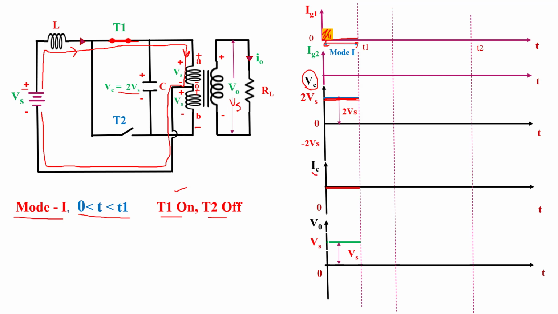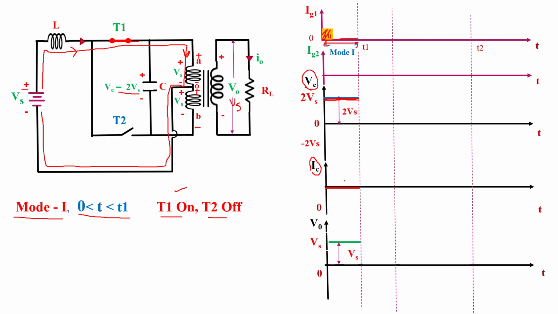Now we draw the capacitor current waveform. Here we see when T1 is turned on, the current flows in this direction: supply voltage, inductor, T1 and the upper half of the primary winding. There is no current flowing across the capacitor this time.